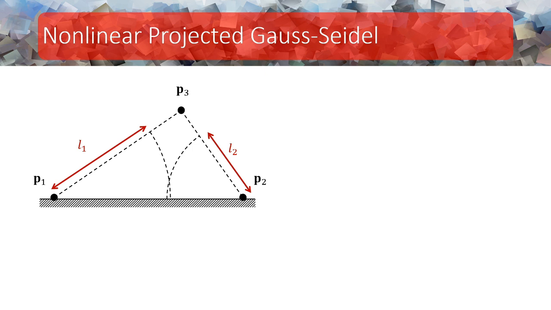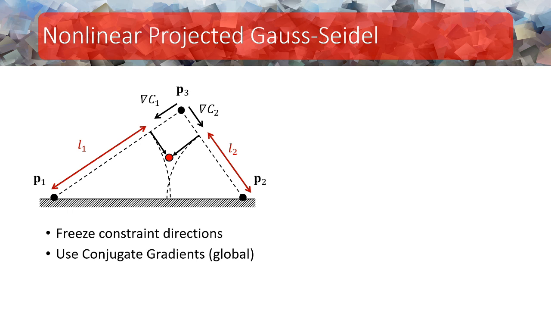This is a nonlinear problem. A global solver first freezes the constraint directions, to make the problem linear. Then, a global linear method, such as conjugate gradients, is used to solve the linear problem. This way, the approximate red point is found. This is why multiple linearizations are necessary. So in addition to the conjugate gradient loops, multiple outer loops are necessary as well. And to guarantee stability, line search has to be used.